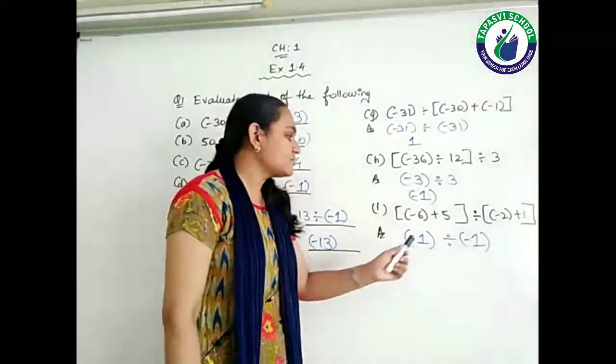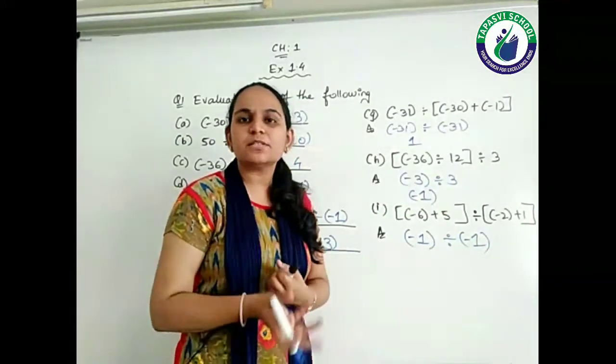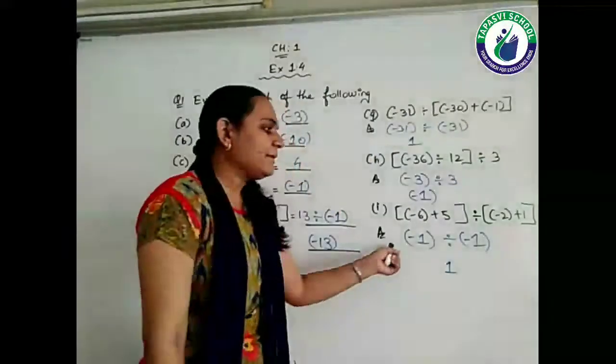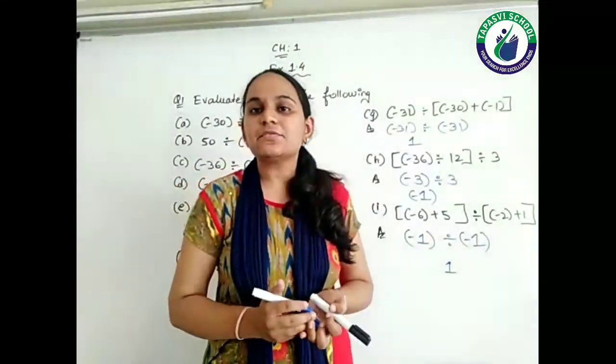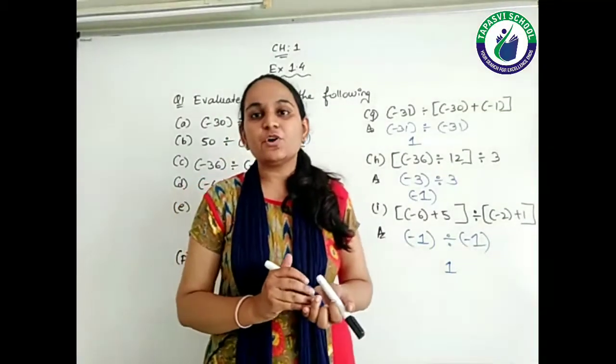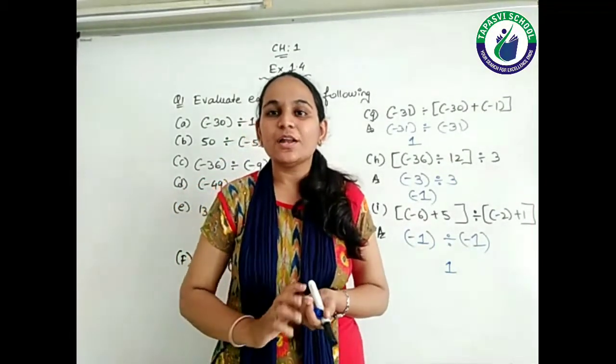Right? Now see students, minus 1 and minus 1, both the numbers are same. So if we divide them, the answer will be 1 only. And both are negative, that means 2 times the negative sign is coming, so answer will be positive. So 1 is a positive. I hope students you understood the question number 1.